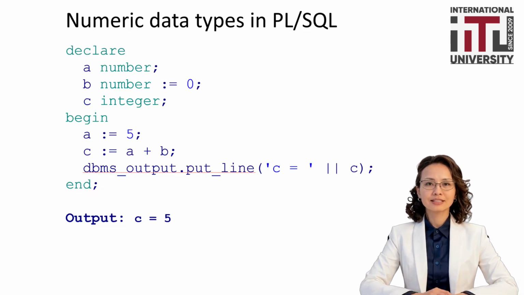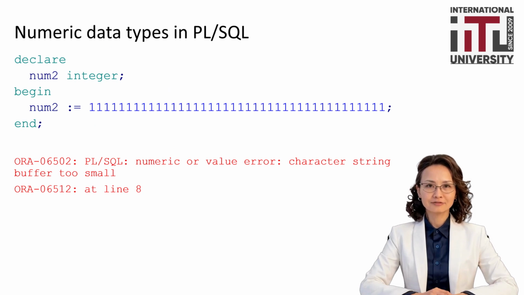In this PostgreSQL example, we declare variables a, p, and s. A is assigned a value, p is initialized to another value, and s is calculated as the sum of a and p. The output is the resulting sum, demonstrating basic arithmetic operations in PostgreSQL. In PostgreSQL, assigning a value too large for the integer data type results in an error. Here, a variable is assigned an excessively large number, causing ORA-06502, a numeric or value error. This highlights the importance of choosing appropriate data types for large values.